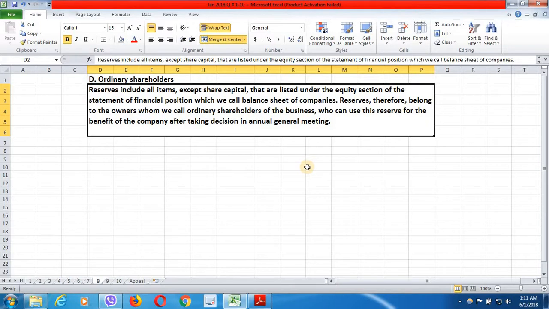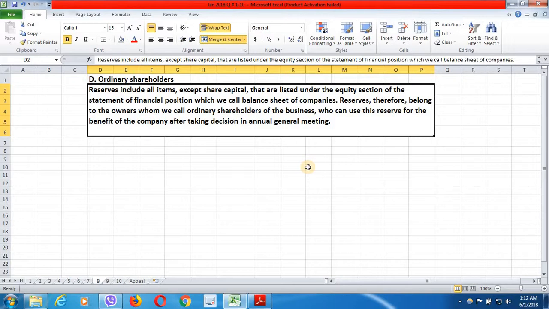Reserves include all items except share capital that are listed under the equity section of the statement of financial position, which we call the balance sheet of companies. Reserves therefore belong to the owners, whom we call ordinary shareholders of the business, who can use this reserve for the benefit of the company after taking a decision in the annual general meeting.